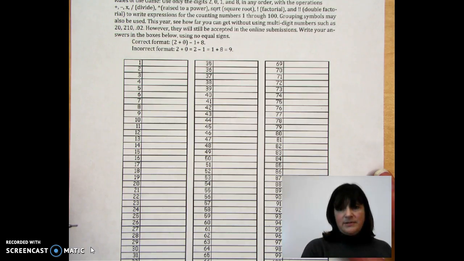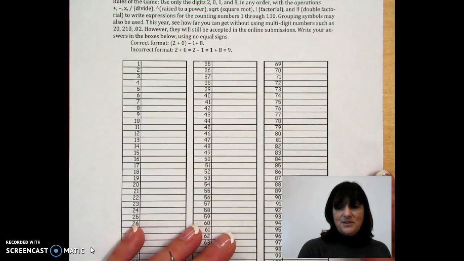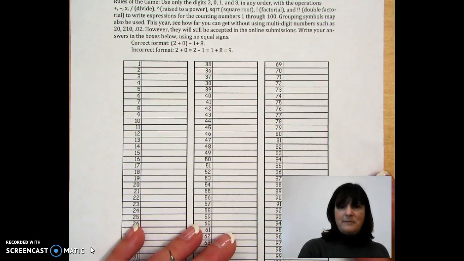I think everybody should be able to do at least 20 numbers. If you can get over 30 of these numbers, you'll get some extra credit for this problem of the week. This is our first problem of the week.